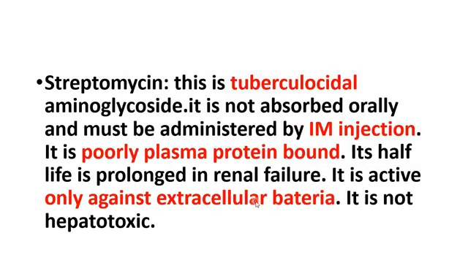And coming to streptomycin, it is a tuberculocidal aminoglycoside. So all of the aminoglycoside drugs are bactericidal. They can kill the bacteria. And since aminoglycosides are not absorbed orally, they should be given by the parenteral route. So we are giving streptomycin by IM route in this case, in tuberculosis, and it is poorly plasma protein bound.